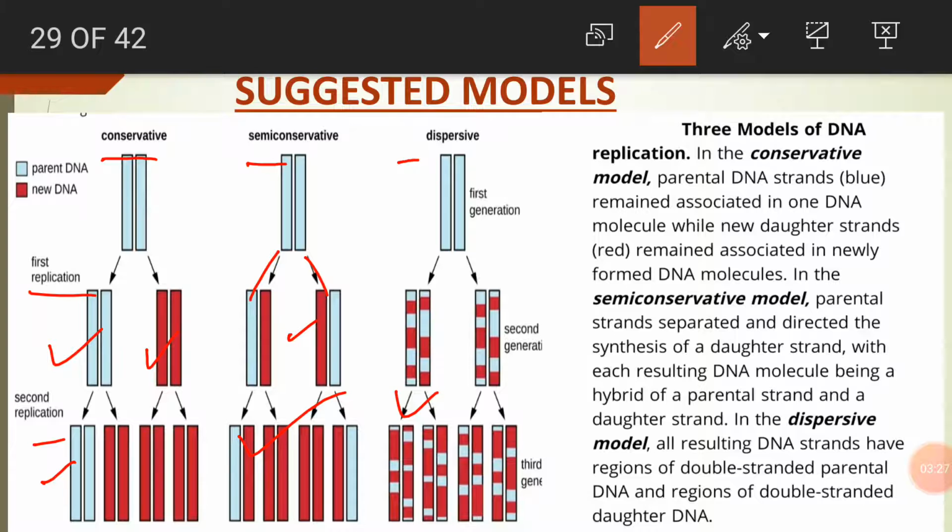So which one is the correct mode of DNA replication? Semi-conservative is the correct mode of replication. Now we know it. That was proven by the Meselson and Stahl experiment, which we will discuss in detail in the next lecture.